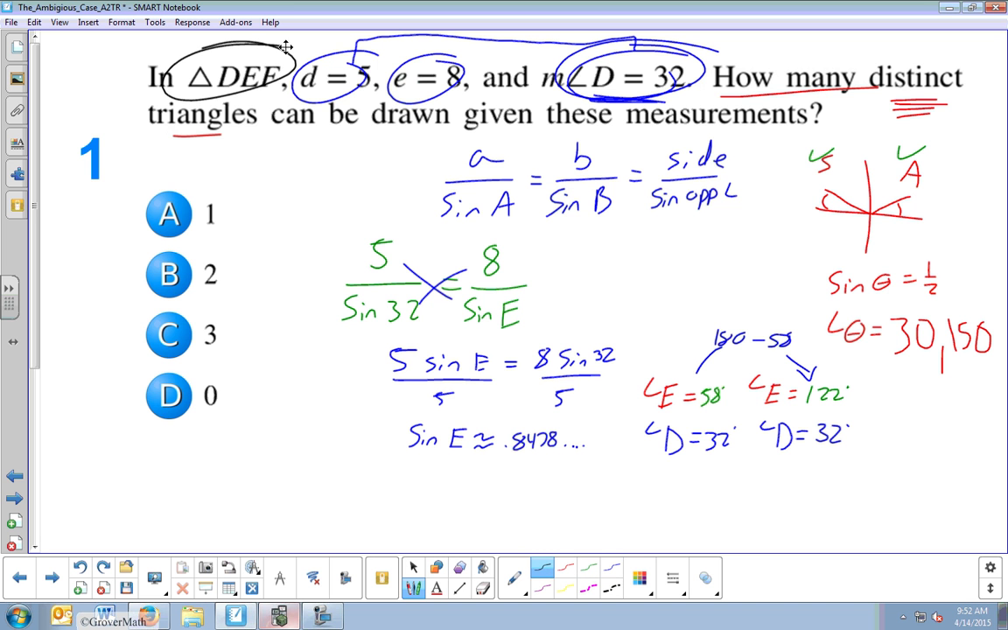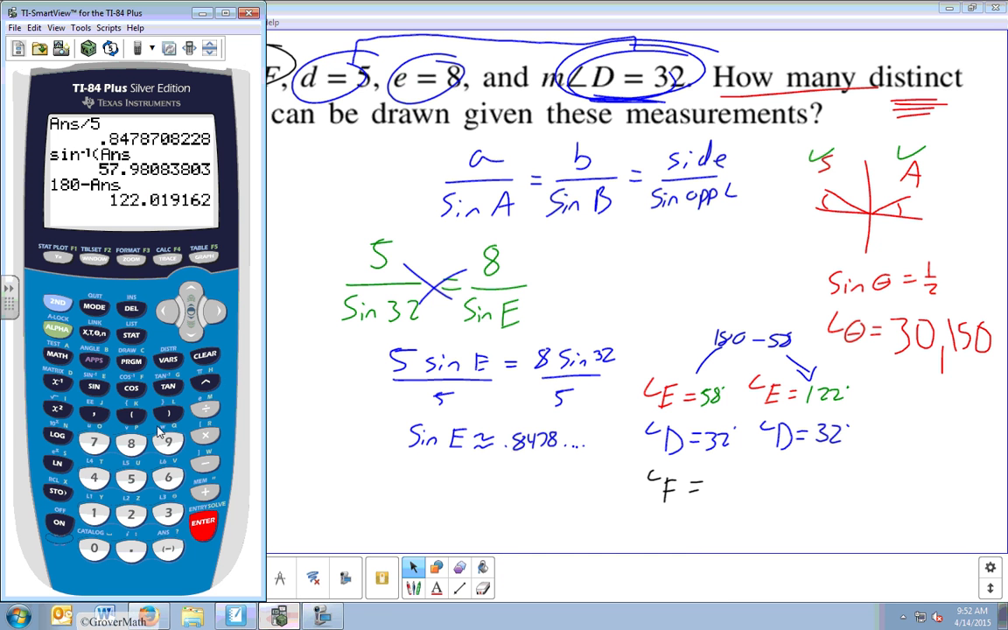And so what's the third angle in each case? This is triangle DEF. We have a potential E, a definite D. What would angle F be in this scenario? Well, we have 58 and 32. What we know about triangles is that the 3 angles add to 180. So if you do 180 minus the 2 that you have, minus 32 and minus 58, that will get you your next angle, which is 90.